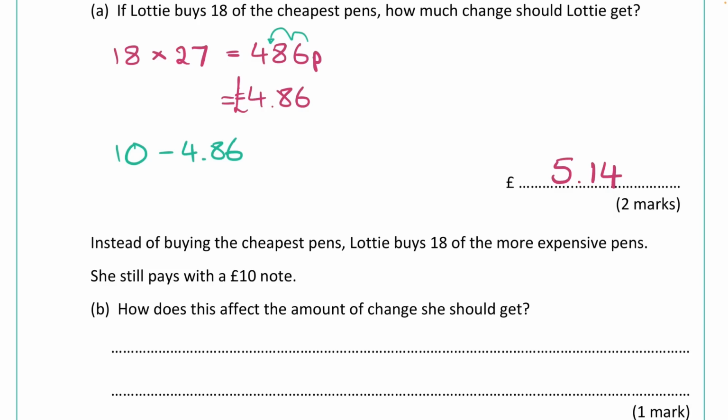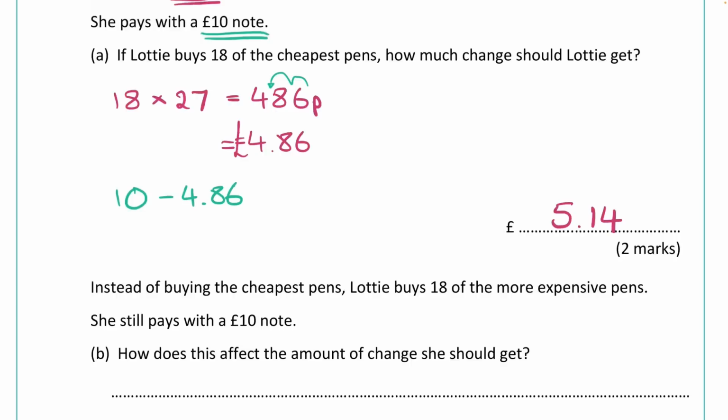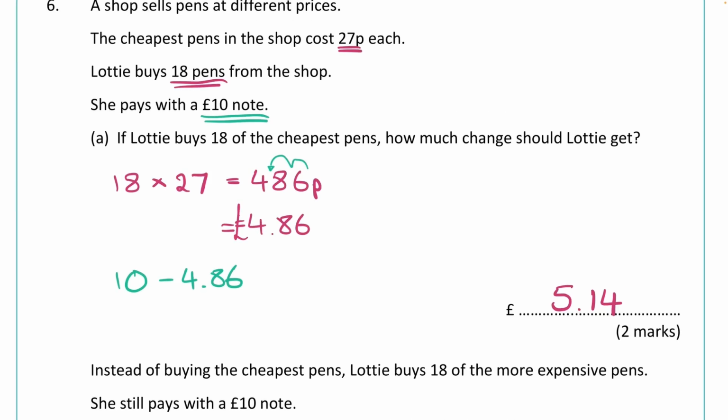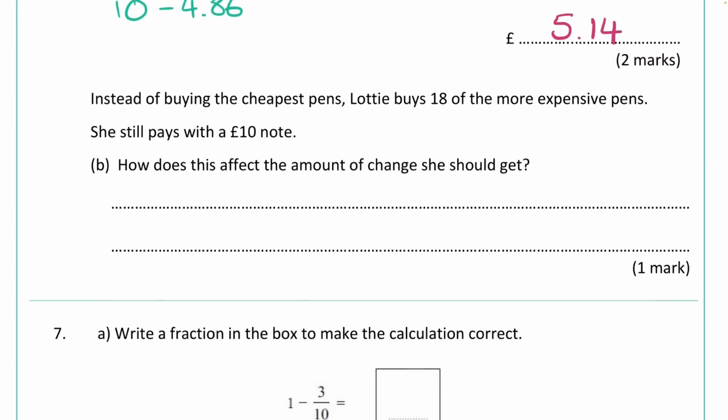Well, if she buys more expensive pens, even if they were 1 pence more expensive, well, 18 multiplied by 28 would actually be £5 and 4 pence. And if we take that away from £10, that only gets us now £4 and 94. So we end up with less change. Of course, quite a logical question there. If we spend more money, then we're going to get less change.